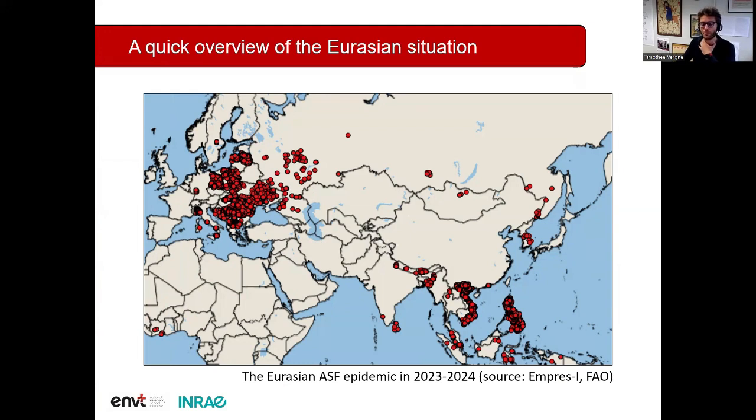So I will illustrate how we use mathematical models to try to better understand the epidemiology of ASF in different settings, including a setting in South Korea, which is work that was part of Junchik's PhD that was successfully defended 2 weeks ago.